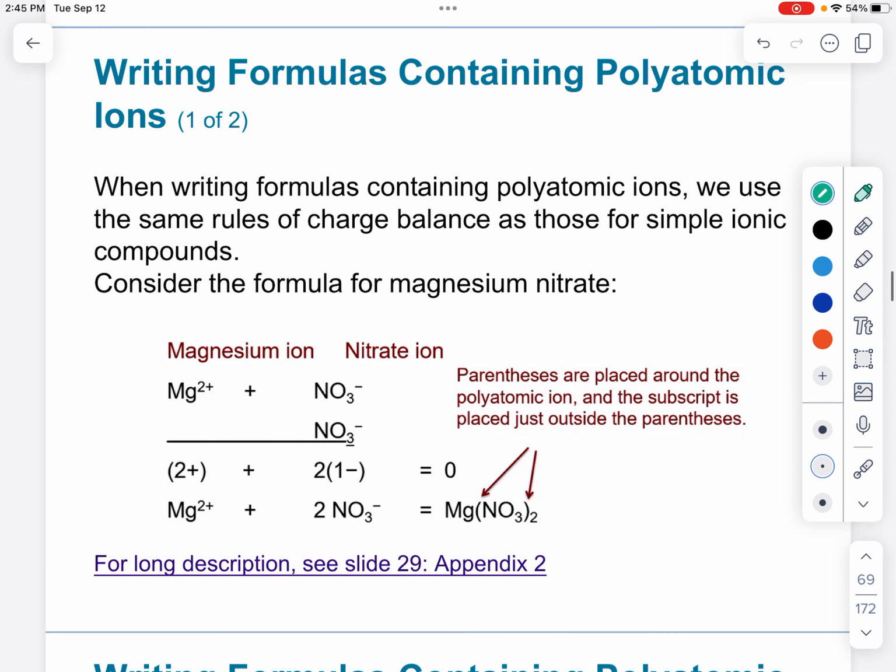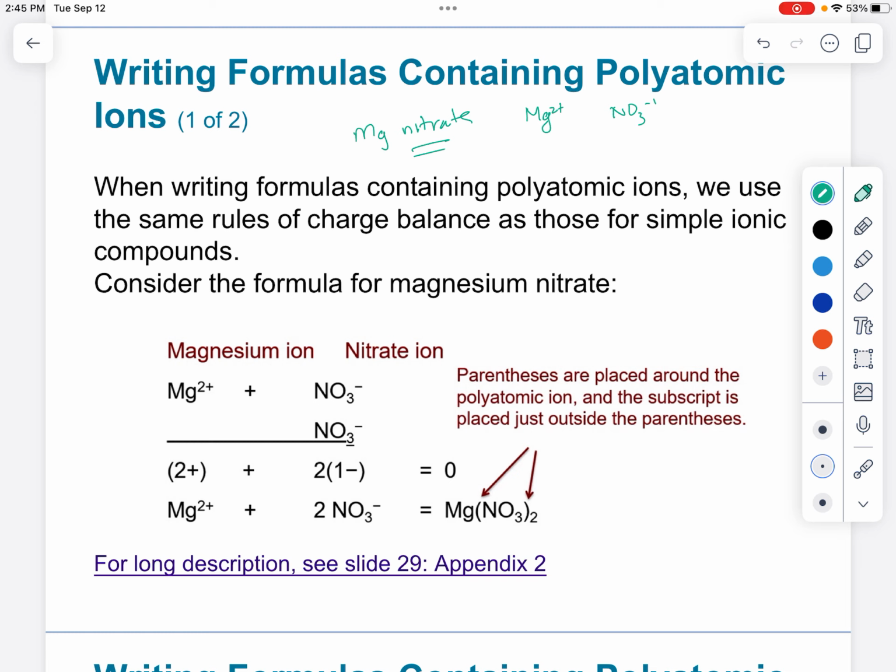The rules for writing formulas with polyatomic ions are the same as with ionic compounds. You always do the positive ion first and the negative ion second, and you still have to balance charges. So if someone says, I have magnesium nitrate, what is the chemical formula? Magnesium, because it's in group 2A, is magnesium 2 plus. And nitrate, because I've memorized the formula, or I've looked on the back sheet, is NO3 minus 1.